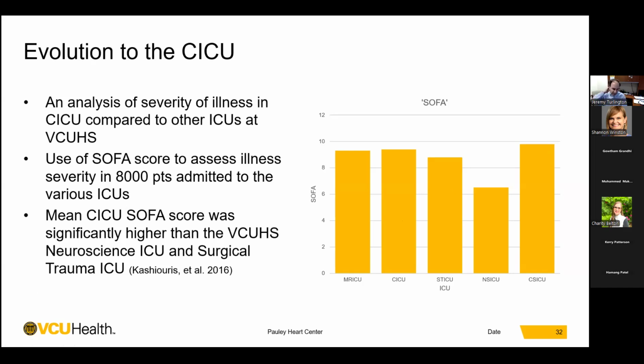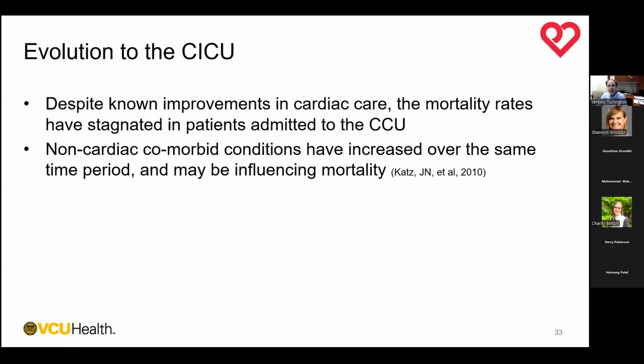And at the same time, over the time frame they studied, the mean CICU SOFA score went up significantly more than any of the others. So again, the CICU patients were becoming more and more sick, even over shorter periods of time. So despite improvements in cardiac care, mortality rates have stagnated, and it's likely due to these non-cardiac comorbid conditions that are increasing over the same time period.